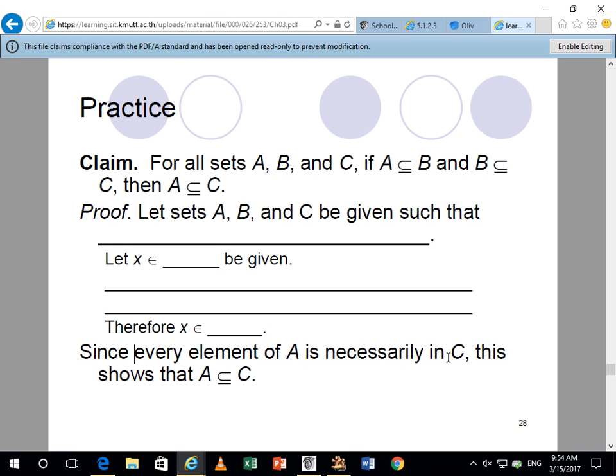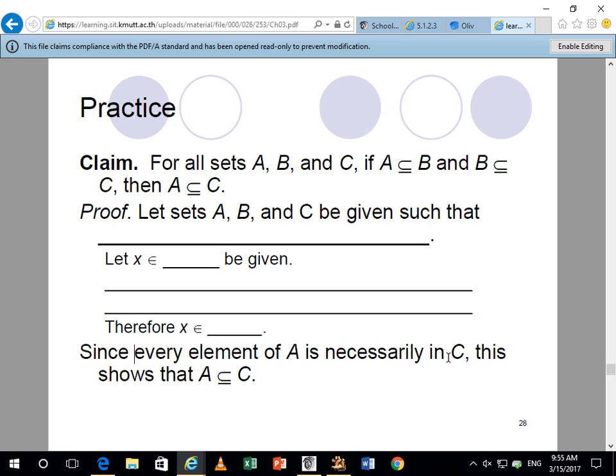Is that clear? So step by step, you just go through this procedure. We start with an element X. It's an element of A. So we go through this. We know this is true. So if this is true, that means X is an element of B. And then we go through the same thing. If it's an element of B, then we also have B is a subset of C. That means X is an element in C.